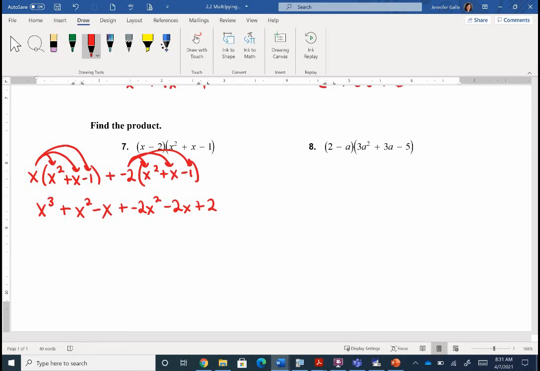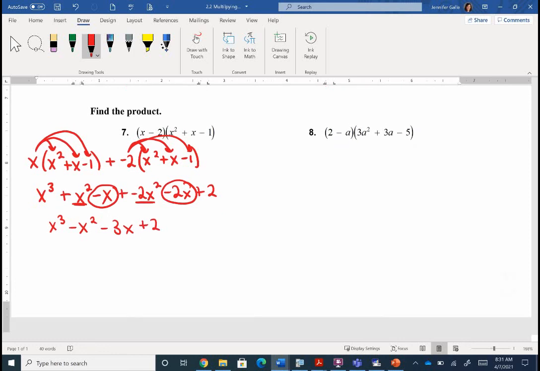All right, so we've got to put our like terms together. I only have an x to the 3rd. I've got a +x squared and a -2x squared. So we're going to get a -x squared. -x, -2x, -3x. And a +2.